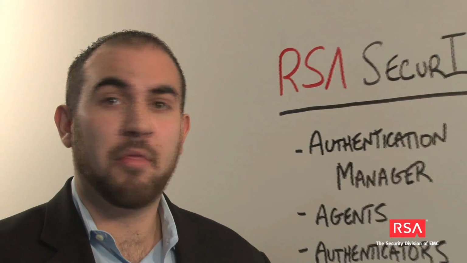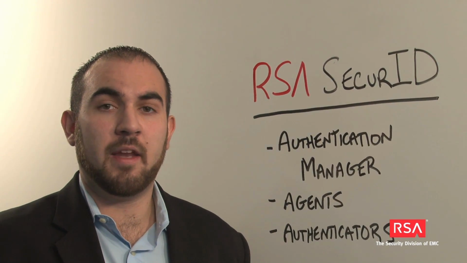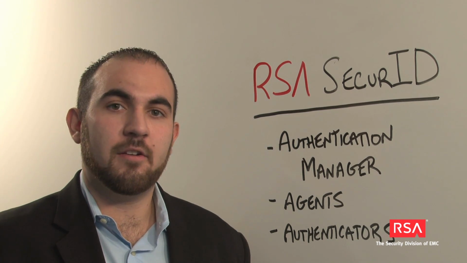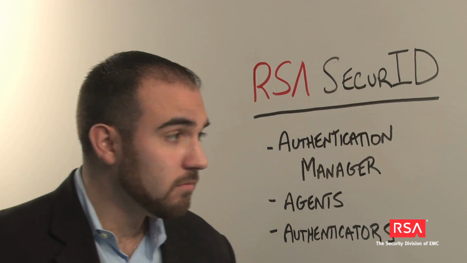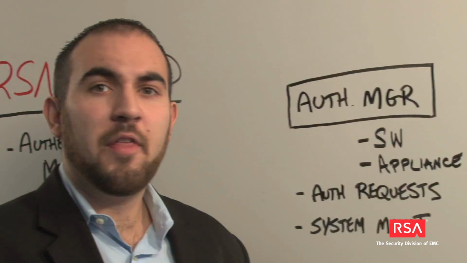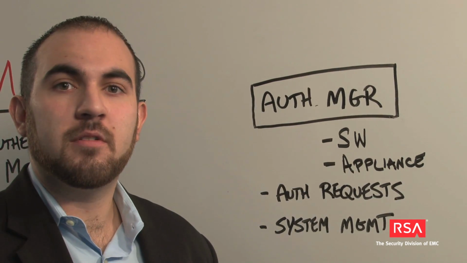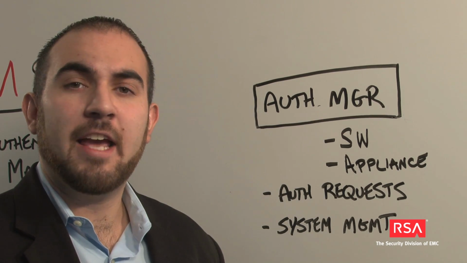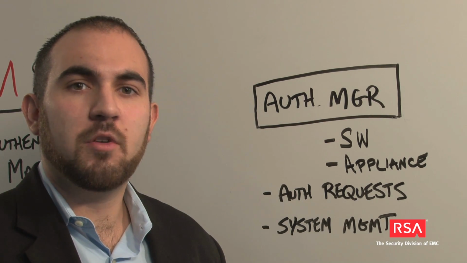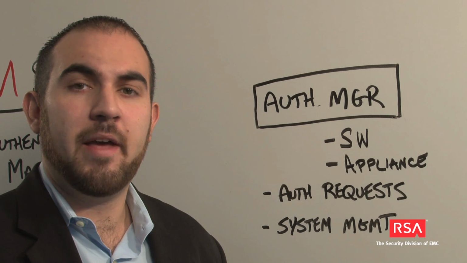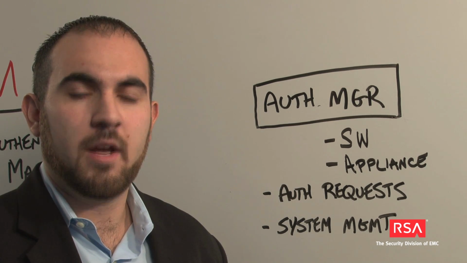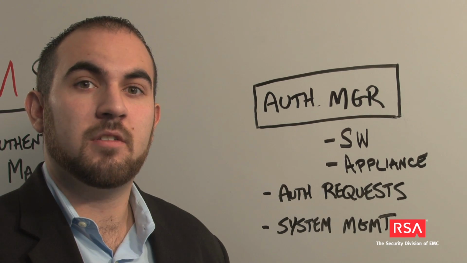Today I'm here to talk to you about Secure ID. Secure ID is made up of three major components, including Authentication Manager, Secure ID agents, and authenticators, also known as tokens. Authentication Manager is available in two options, software and an appliance form factor. Its main purpose is to handle authentication requests and also manage things like system administration and management, things like users, tokens, agents, reporting, and other system-related tasks such as database backups.